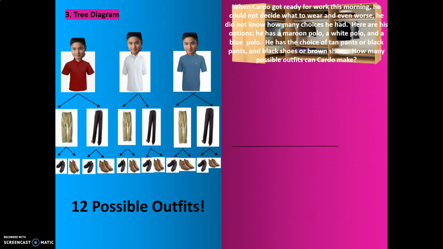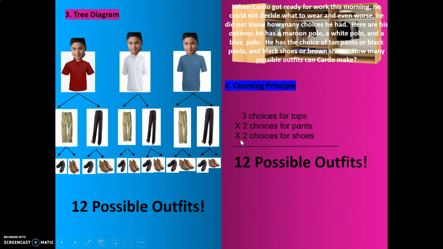Now let's have the last, the counting principle. We simply have to get the product of all the choices available from Carlo's outfits. He has 3 choices for tops, 2 choices for pants, and 2 choices for shoes. Multiplying them all, 3 times 2 times 2, we have 12 possible outfits. Can you follow?